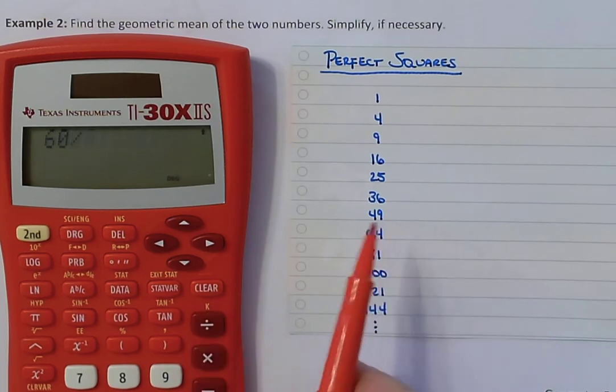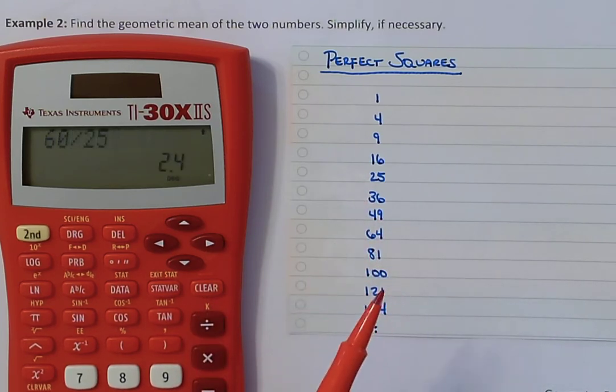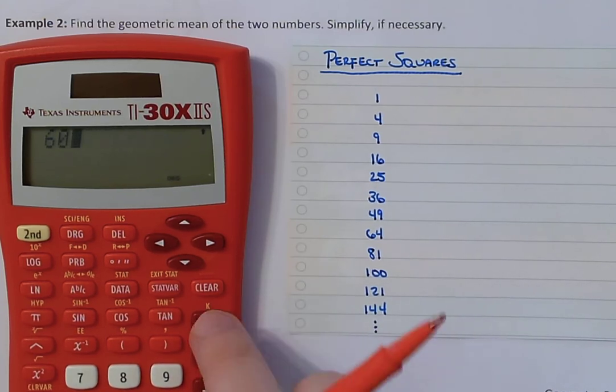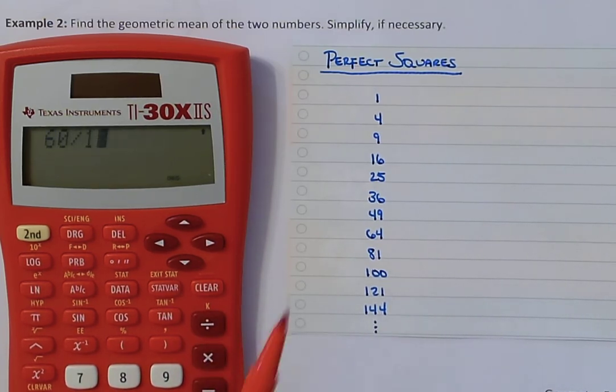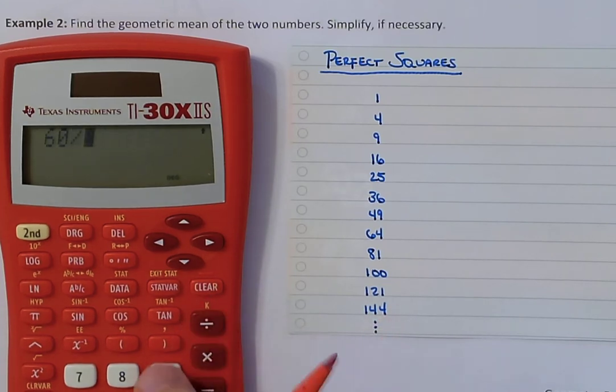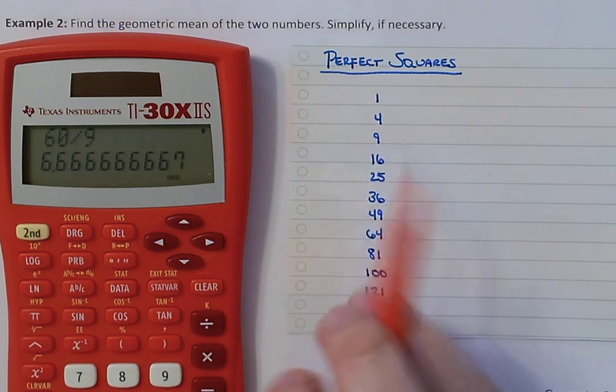We do 60 divided by 25, we end up with 2.4. We are oh so close, but that doesn't work. If we do 60 divided by 16, we get 3.75. Again, we're close, but not there yet. If we do 60 divided by 9, we get 6.6 repeating. Still not there. So the last one we're going to be able to try is 4.